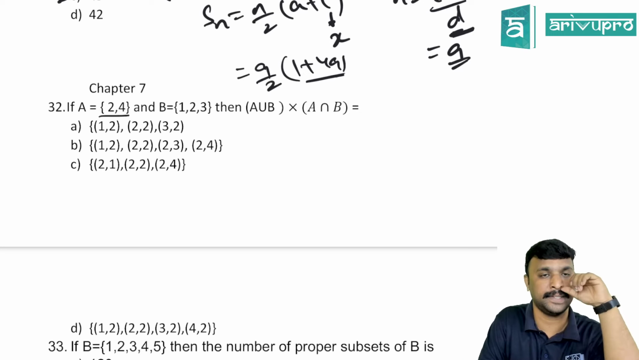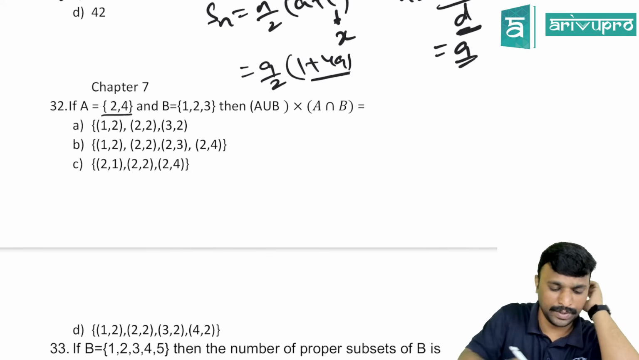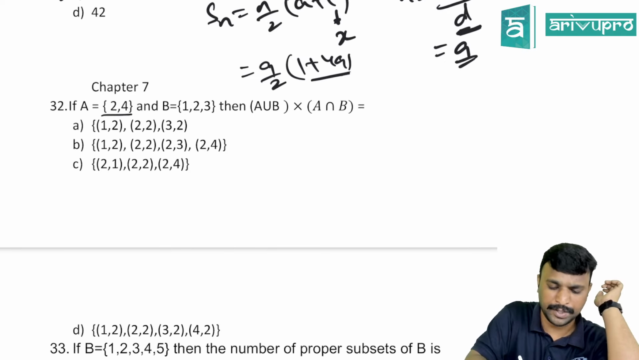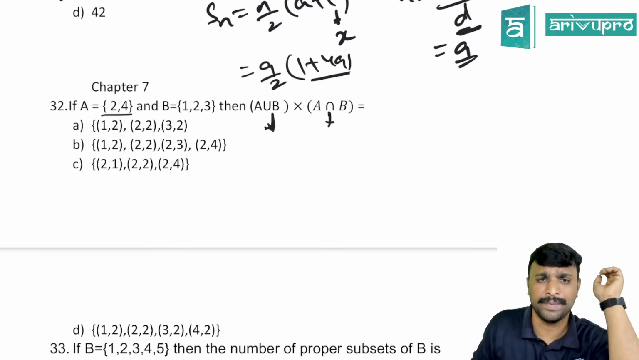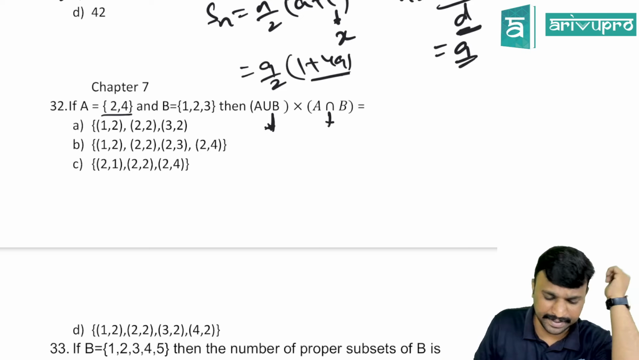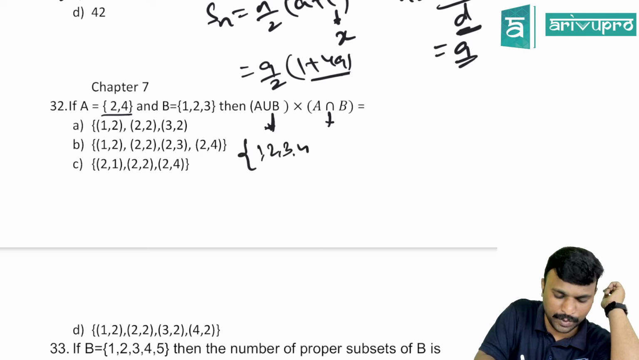Guys, these are the questions from sets, relations, and functions, chapter number 7. They have given A and they have given B. They've asked you to find the Cartesian product of A union B into A intersection B. So what is A union B? You have to combine the elements of A and B. So 1, 2, 3, 4 is what you get. And what is A intersection B? The common elements between A and B, which is nothing but 2 only.